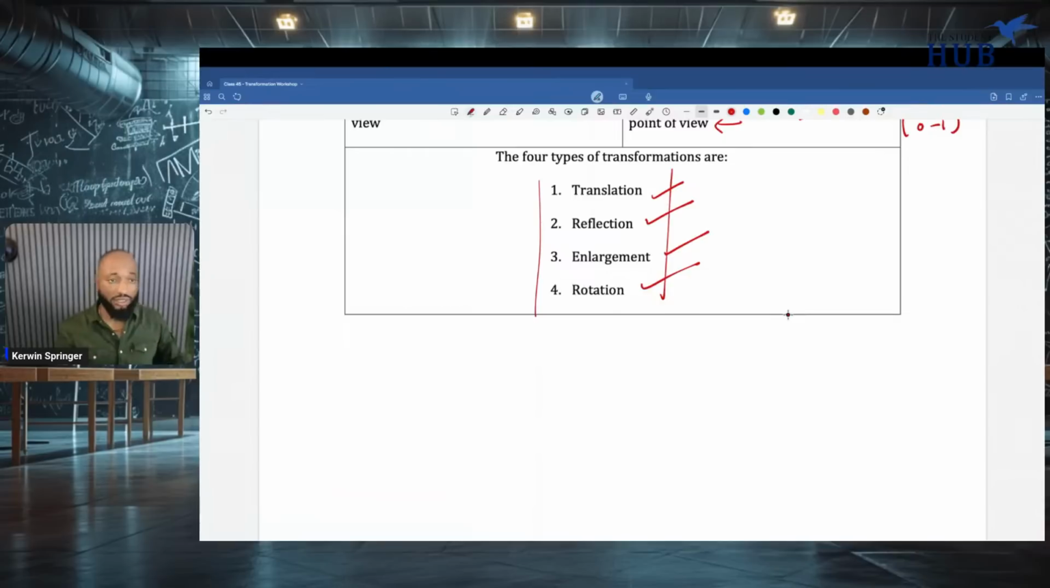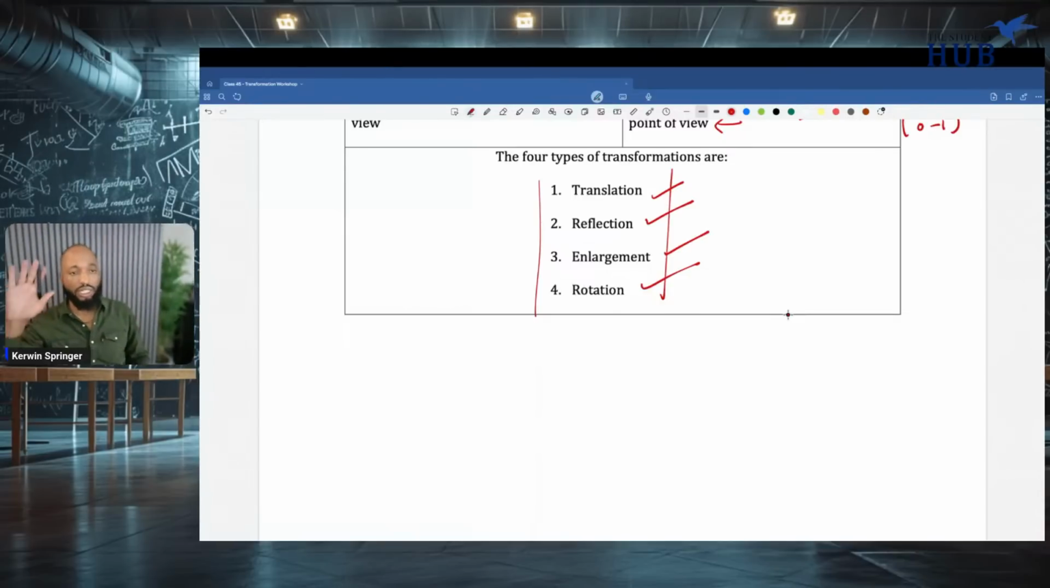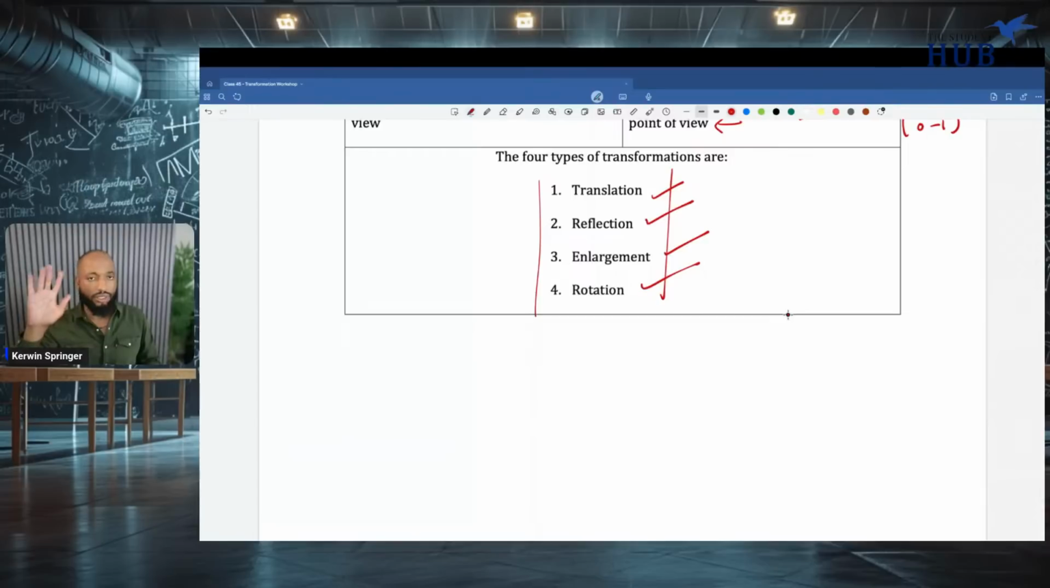There are four types of transformations that you need to know: translation, reflection, enlargement, and rotation.